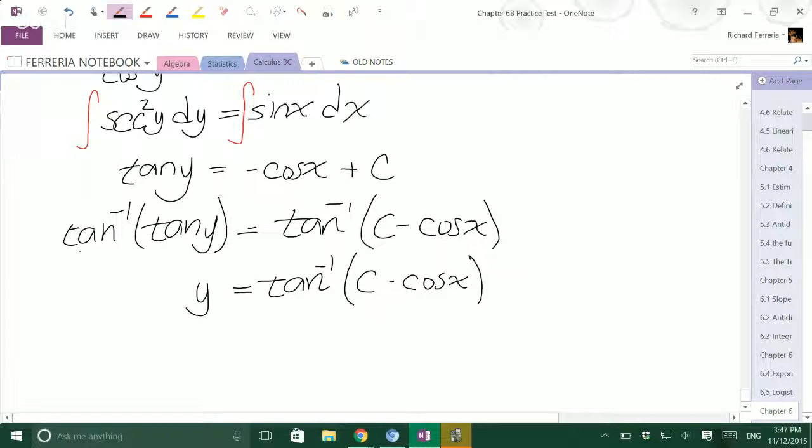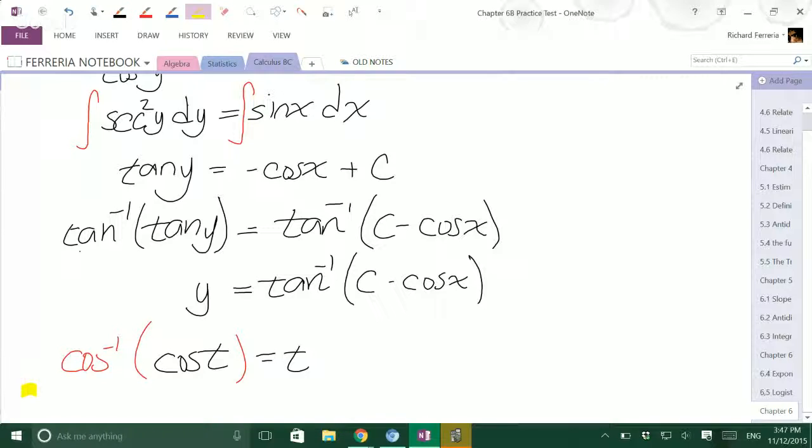So if it was cosine instead of the tangent, could we do inverse cosine? Mm-hmm. Okay. So if you have the cosine of t, the inverse cosine of the cosine of t is just t. That's the way it works. Okay. If there are no more questions, we'll move on.